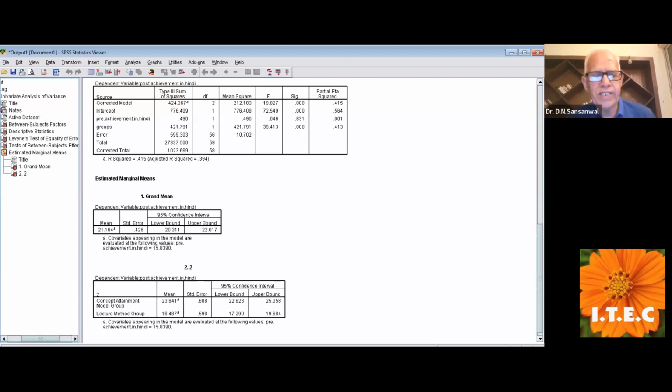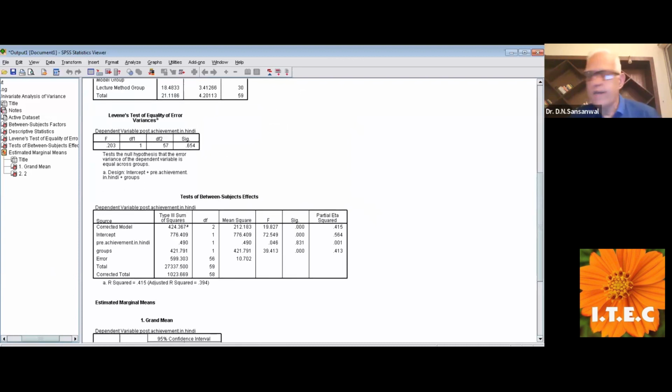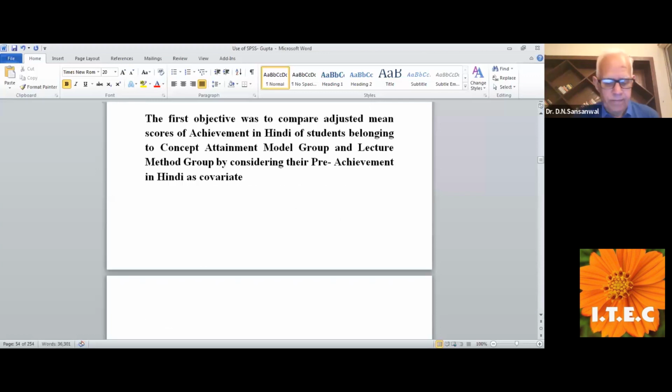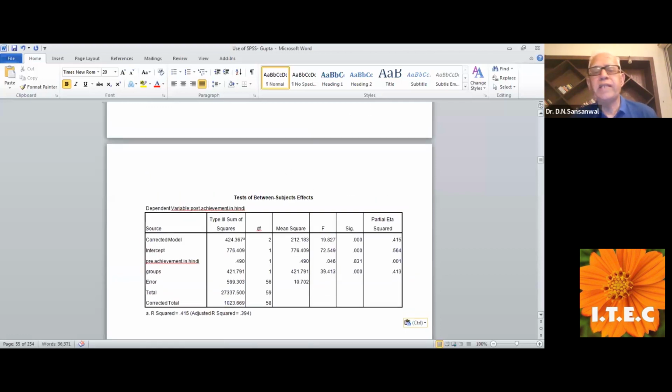So here the adjusted mean is 23.84 and the unadjusted mean is also 23.84. So not much difference. Anyway, we have to now take the values. Let me copy this and tell you how to make the table. Now I'm telling you how to make the table.